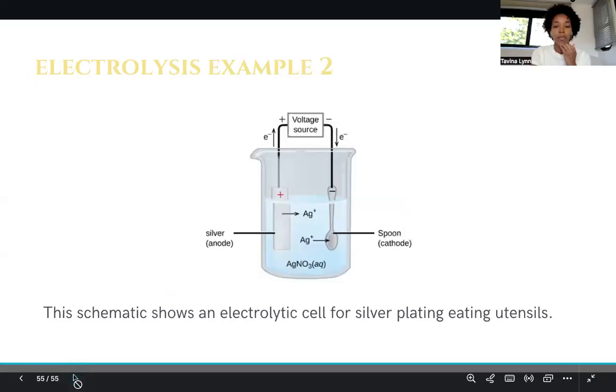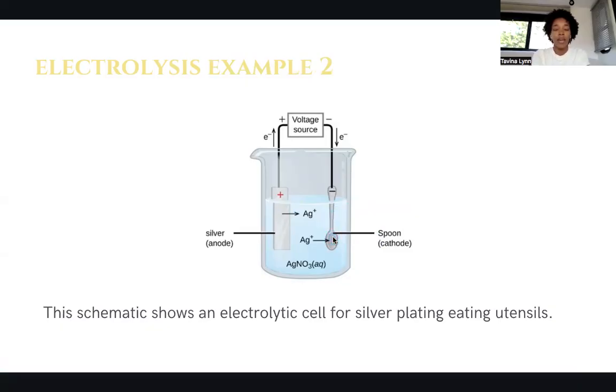Here's another example. We have another electrolytic cell that can be used for the silver plating of eating utensils. So the spoon is acting as the cathode, and the electrolysis process results in the silver ions basically being reduced to solid silver to plate the spoon.